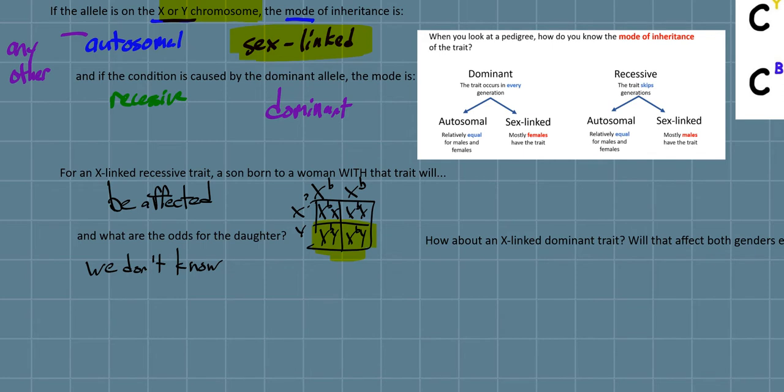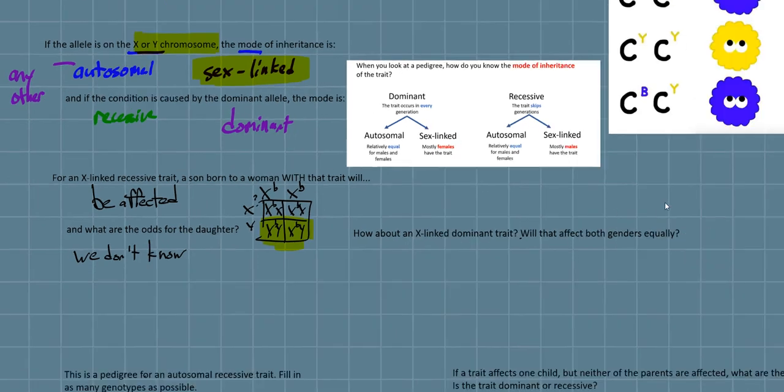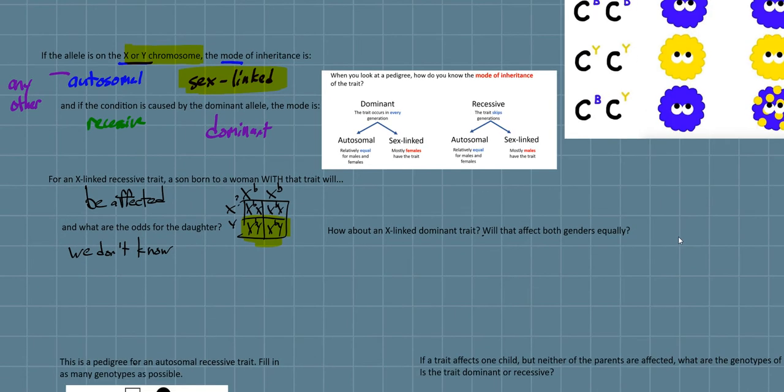If this were a dominant trait, so if this were an X-linked dominant trait, then would that affect both genders equally? Take a minute, maybe pause the video and check. So would that affect both genders equally?